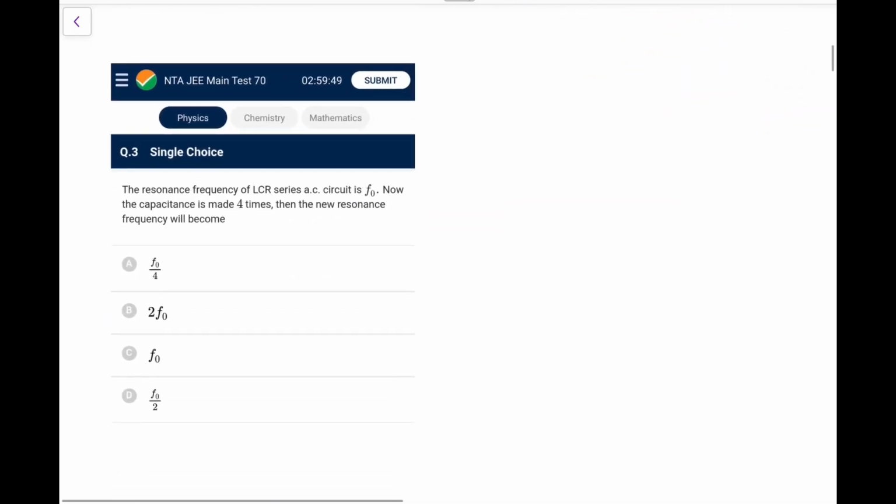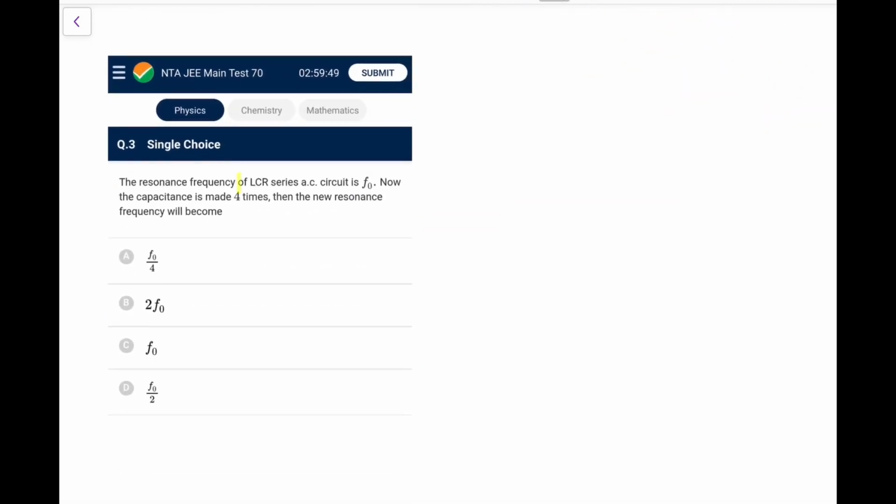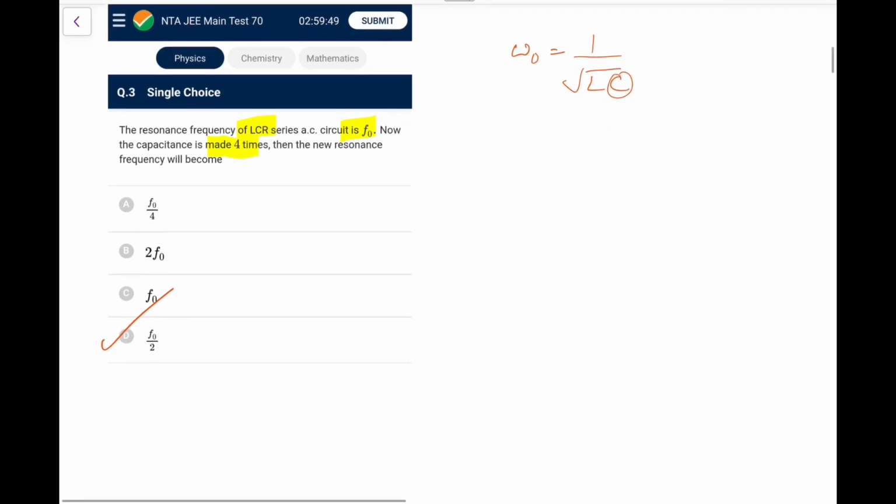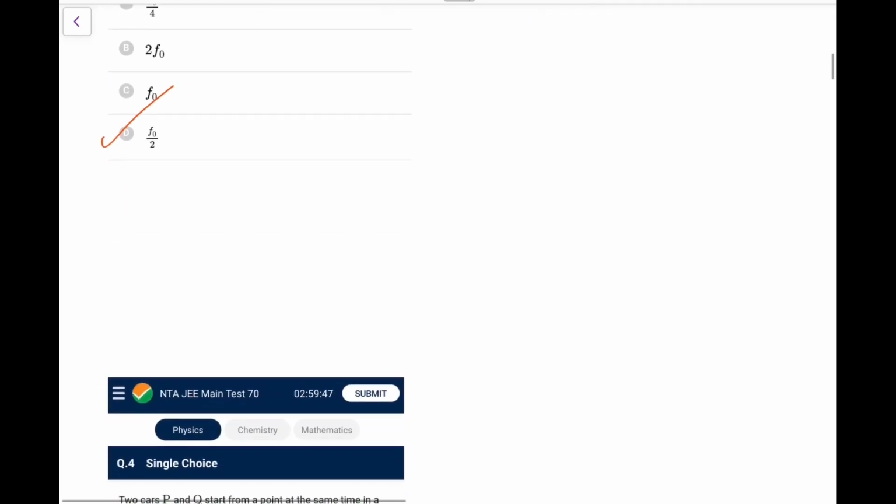Next one. The resonance frequency of an LCR series AC circuit is f0. Now the capacitance is made 4 times and the new resonance frequency would be? What do you know, omega naught is 1 by root LC. So if the capacitance is made 4 times, omega becomes half, so frequency also becomes half, so it becomes f0 by 2. There's no doubt about it. It's an easy one for you. So this is f0 by 2. Yes, this is the answer they have also provided.